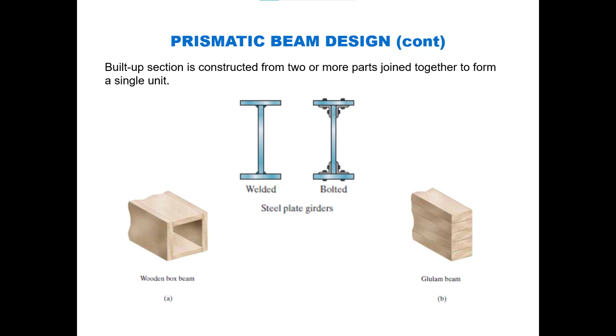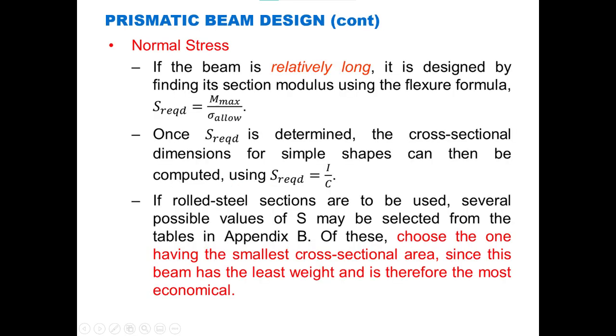Sometimes the member may be a hollow one, box type, hollow box, or filled type, glulam beam, right? Glulam beam. You see here the variations. It's all depending on the purpose and the design. Normal stress: if the beam is relatively long, it is designed by finding its section modulus using the flexure formula. We have already seen this one. This and this also already seen.